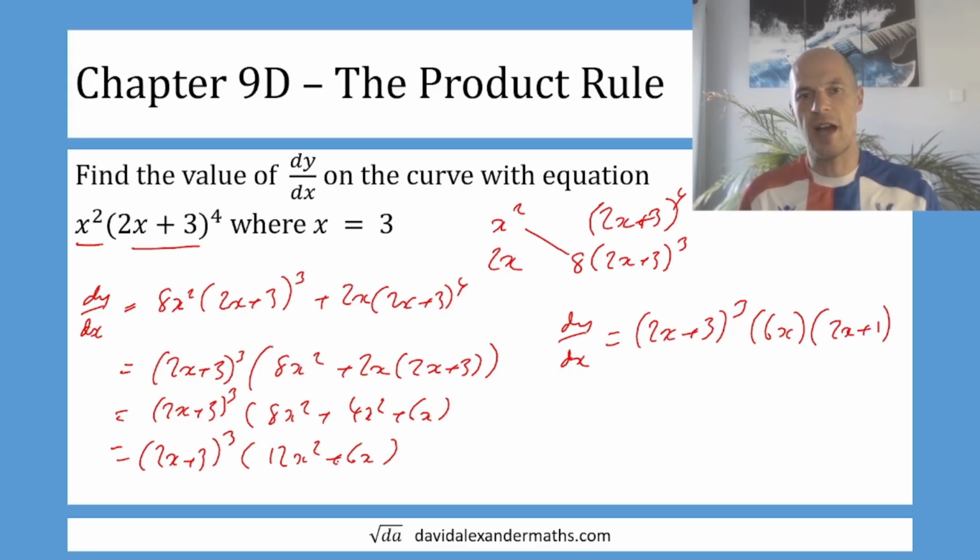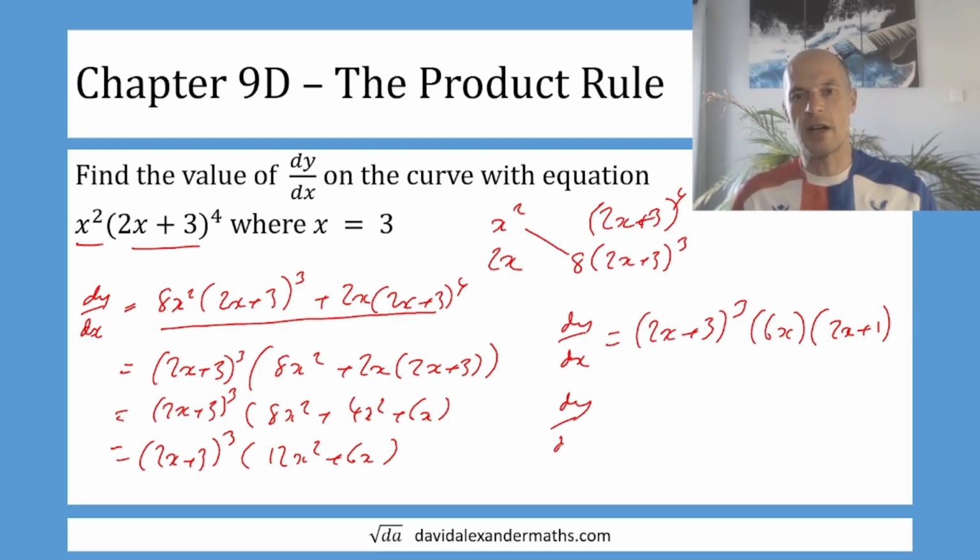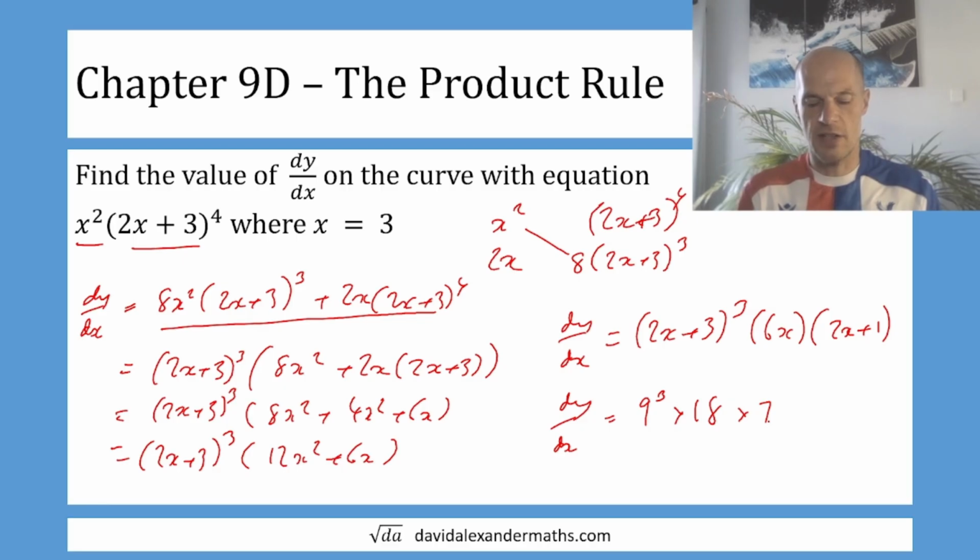Factorising out 6x will leave me with 2x plus 1. So I've gone to quite a lot of extra work. Maybe it would have been easier just dumping the 3 into this equation here. Anyway, what is the value of dy by dx? Well, x is 3, so 2x is 6, 6 plus 3 is 9, so it's going to be 9 cubed multiplied by 6 times 3, which is 18, multiplied by 2 lots of 3, which is 6 plus 1, which is 7.